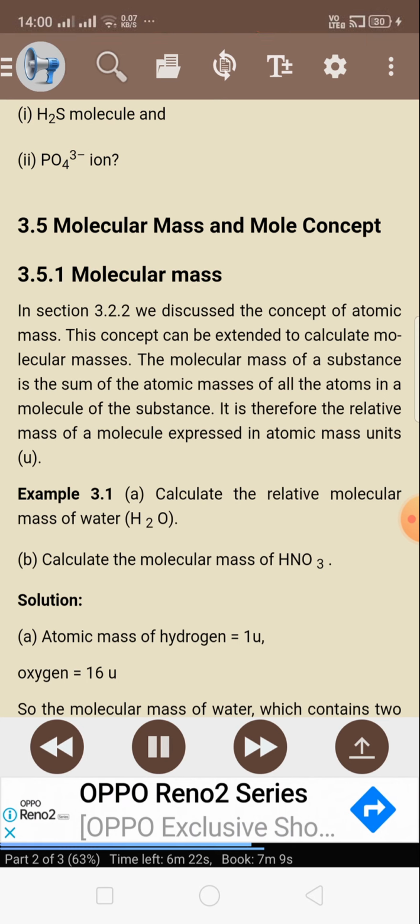Example 3.1. I. Calculate the relative molecular mass of water, H2O. II. Calculate the molecular mass of HNO3. Solution. Atomic mass of hydrogen equals 1 U. Oxygen equals 16 U. So the molecular mass of water, which contains 2 atoms of hydrogen and 1 atom of oxygen, equals 2 times 1 plus 1 times 16, equals 18 U.